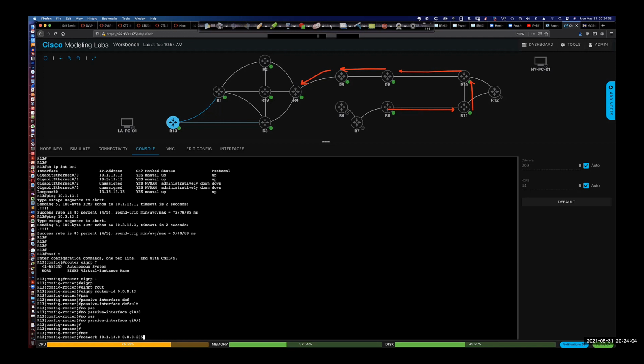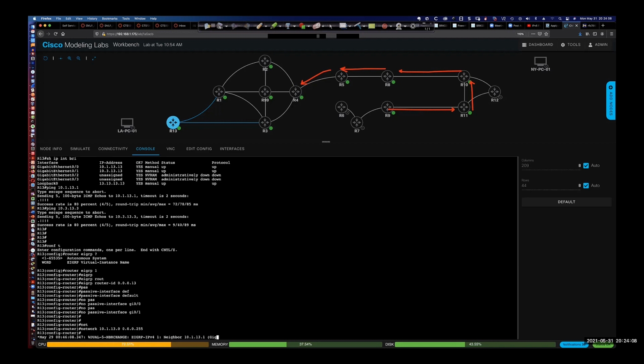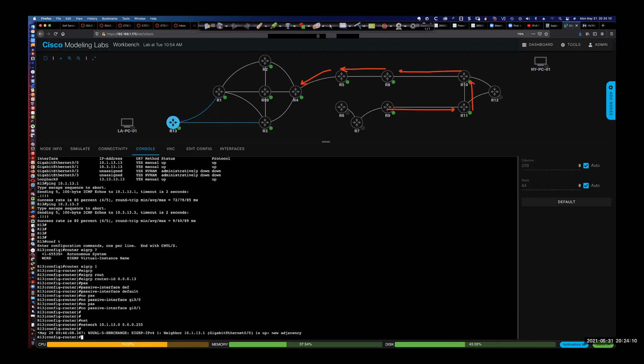So there's our first network statement, and we should see in short order here that we have an adjacency come up with router 1, and there it is.